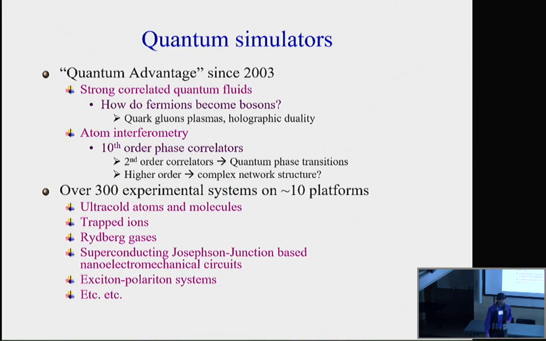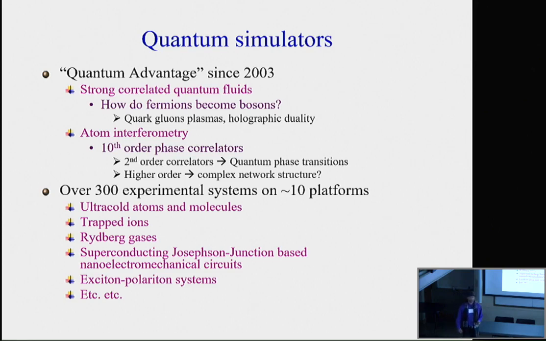Okay, so there are over 300 experimental systems on about 10 platforms. Ones you may be familiar with that are particularly relevant to AMO, or ultracold atoms and molecules, I'll talk about today. Trapped ions I'm also modeling, and also Rydberg gases. There are superconducting Josephson junction-based nanoelectromechanical circuits. That actually involves lots of different platforms, but they're all sort of dilution fridge-based. There are exciton polariton systems, and there are many others, including quantum optical systems.